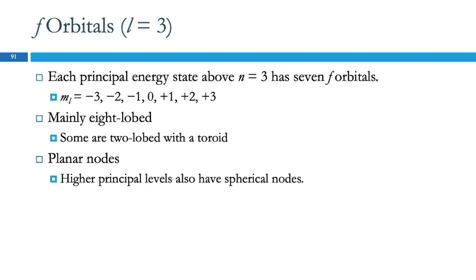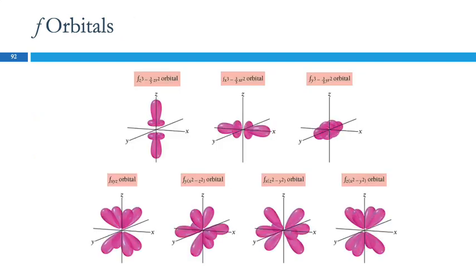And then there's the f orbitals. Those are really weird. There's 7 of them. I will never make you draw those. But look, you've seen them. I showed them to you.